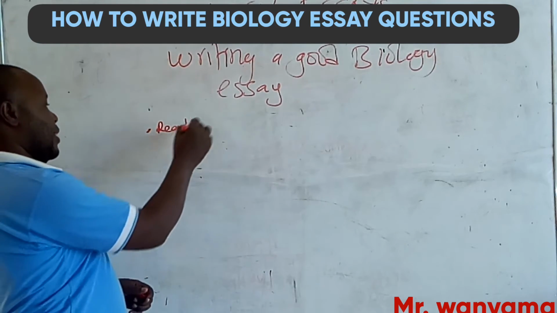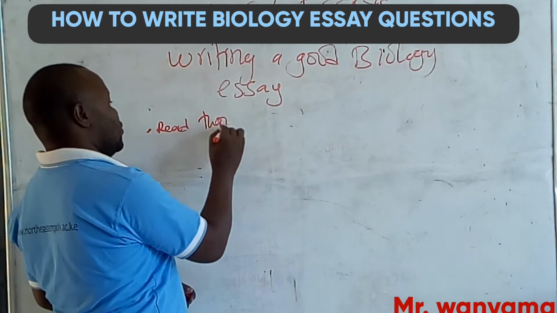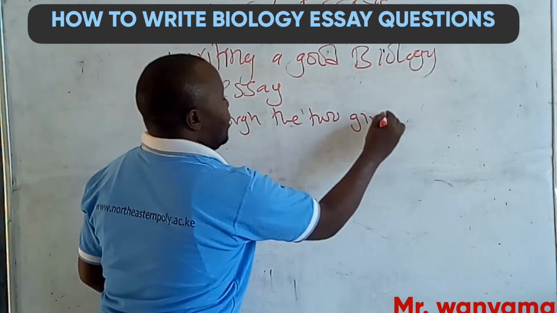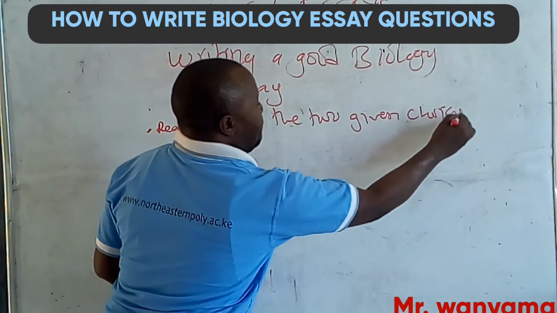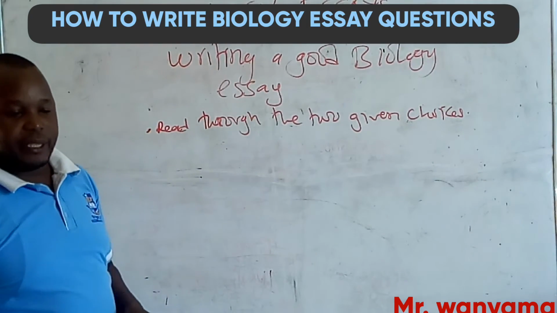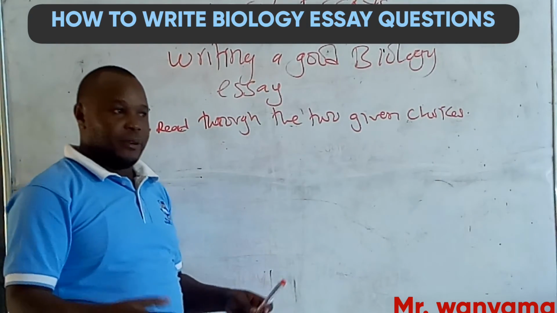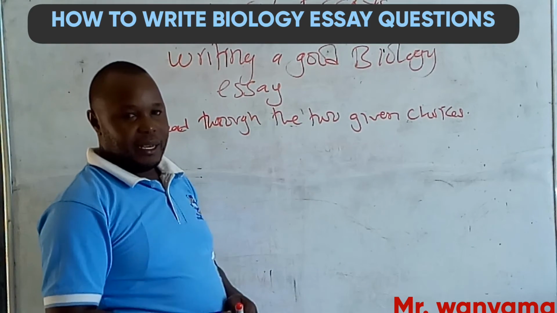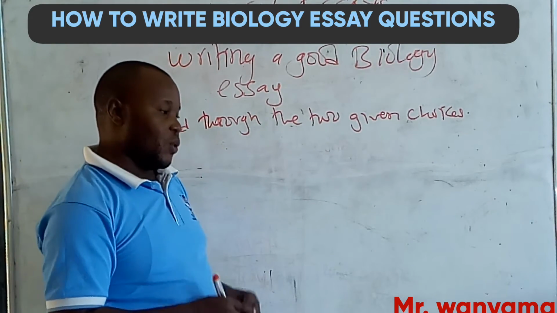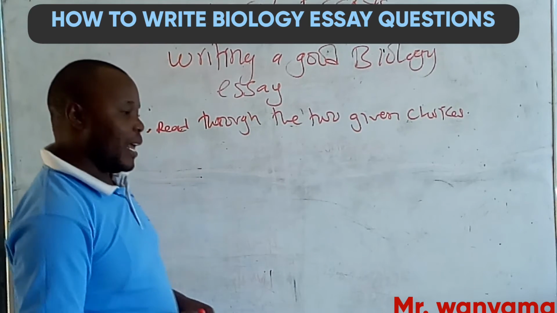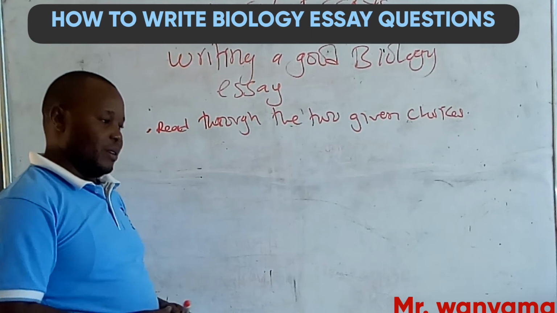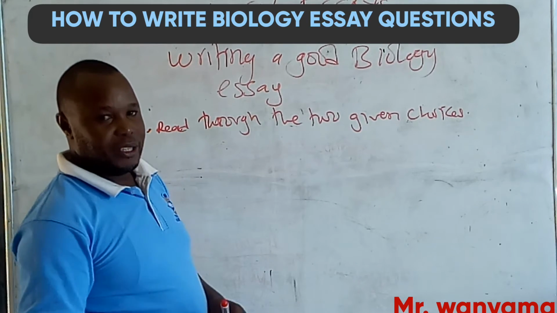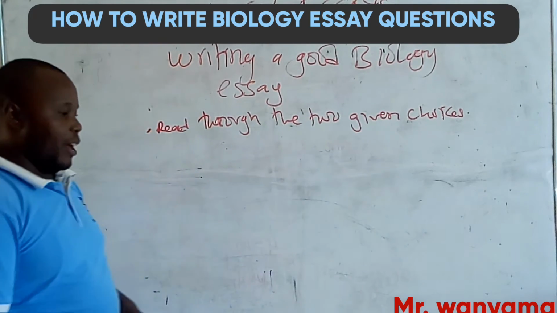Read through the two given choices. Normally, you'll be given two choices. At your level, secondary level, there are two questions, question 7 and 8. Read through them carefully and understand each question, underlining the keywords or phrases in each question.